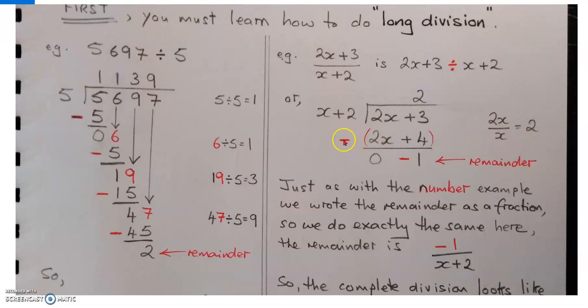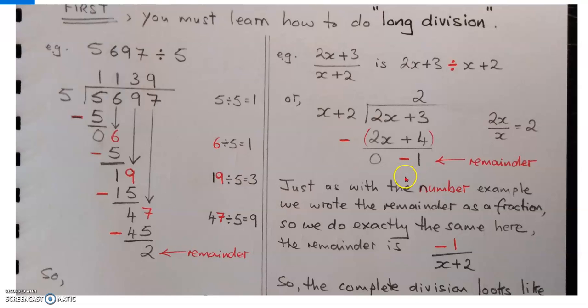So now we subtract. So we go 2x minus 2x. Well, that goes to 0. And we go 3 minus plus 4. Well, this minus plus 4 is going to go to minus 4. And that's going to give us minus 1. And this is our remainder.